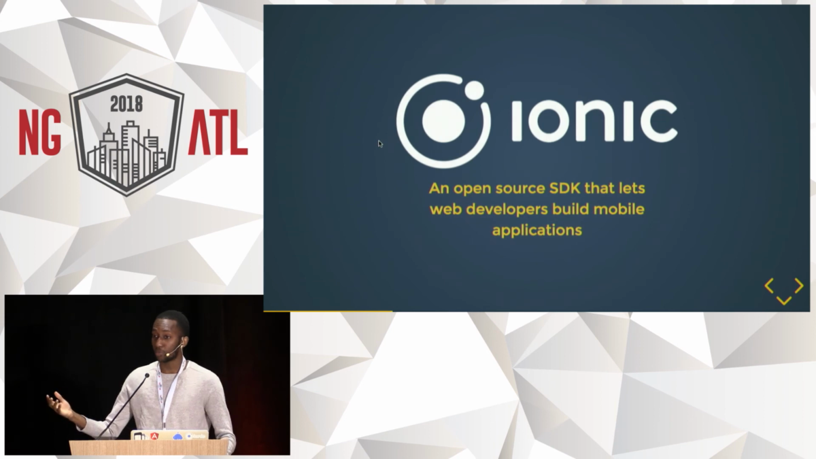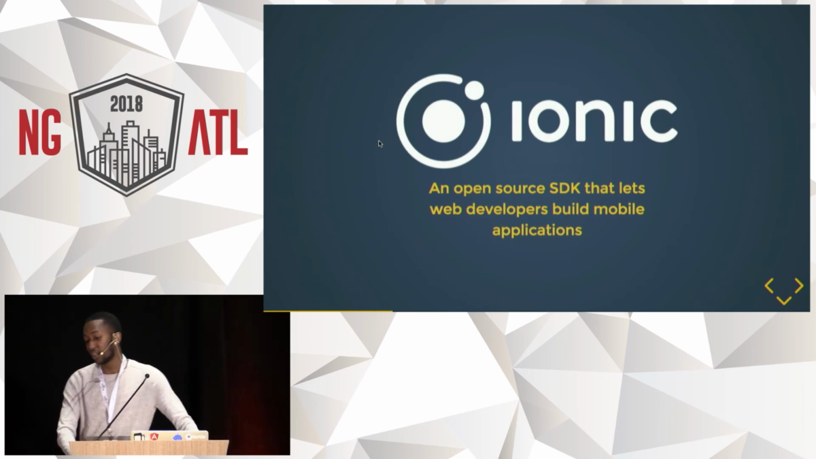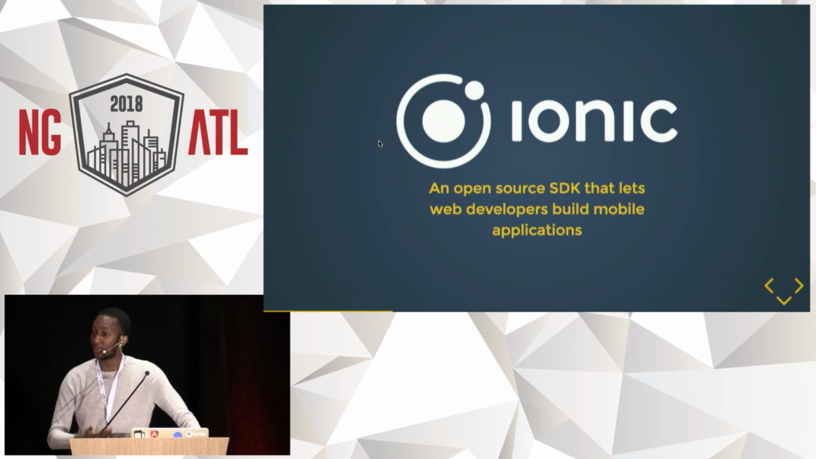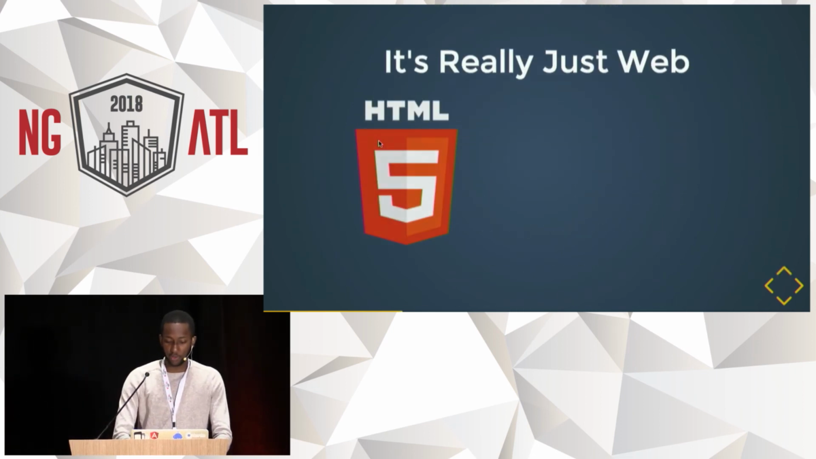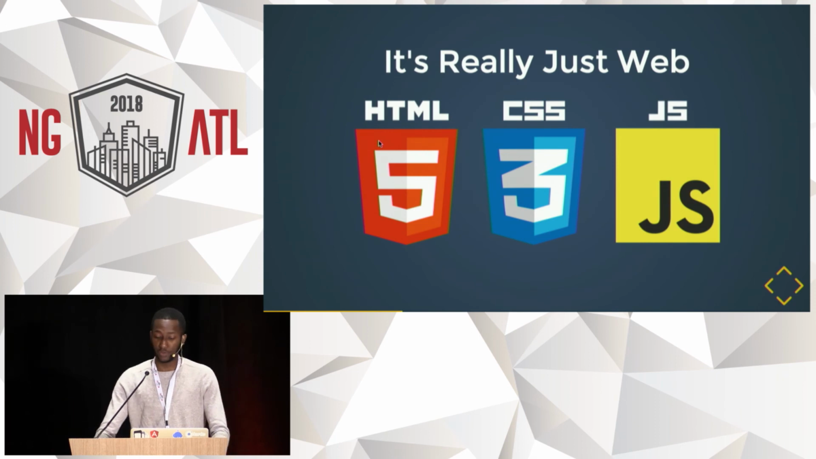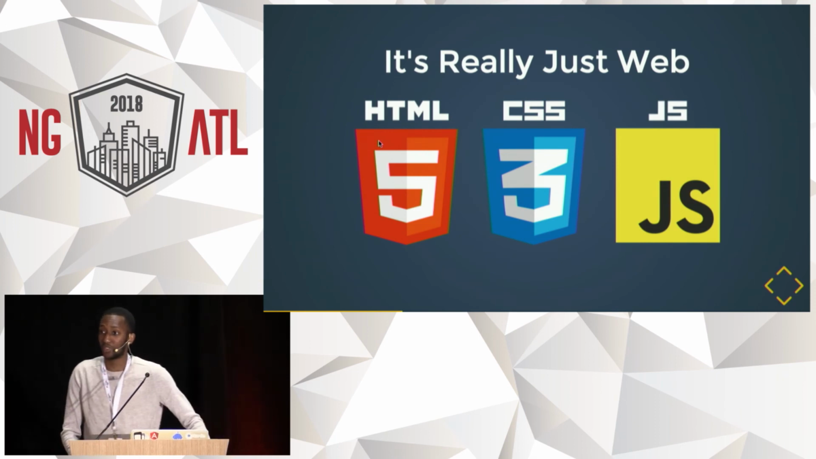And this is where you'd use something like Ionic, which is basically an open source SDK that allows web developers to build mobile applications. So the first thing about Ionic, if you haven't used Ionic, is it's just built to the web. It's HTML, CSS, and JavaScript.